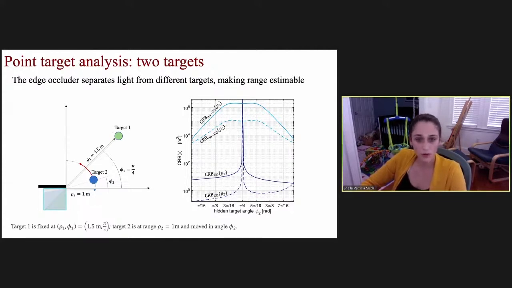And also that both of these curves are much higher. The uncertainty is higher when there's no edge than when there is an edge. And that's true at all angles except for when these targets are at the same azimuthal angle. The reason for this is, if you look at the bottom left, there's actually now a swath of pixels affected exclusively by target 2. And so it makes it easier to tease out the radial fall-off patterns from these different targets and estimate their range.